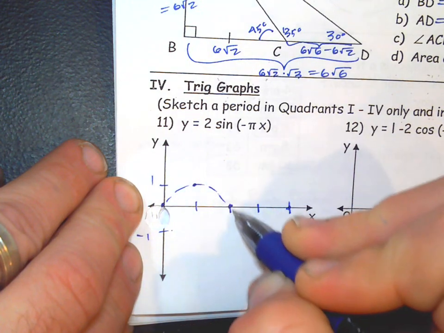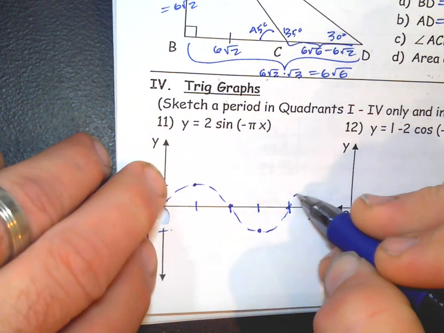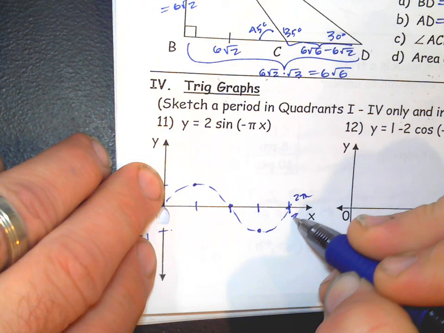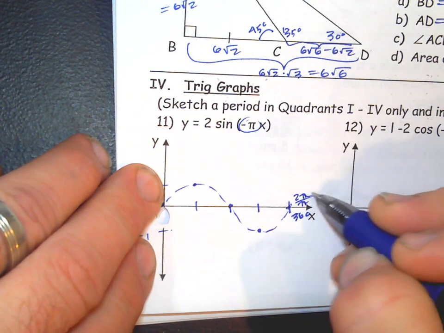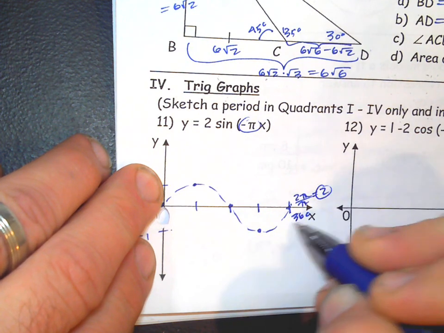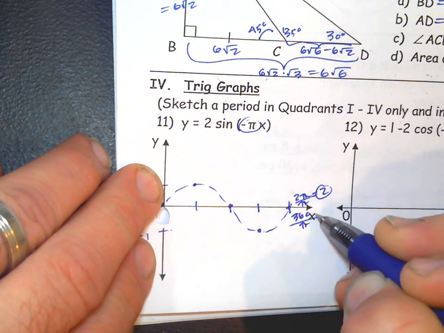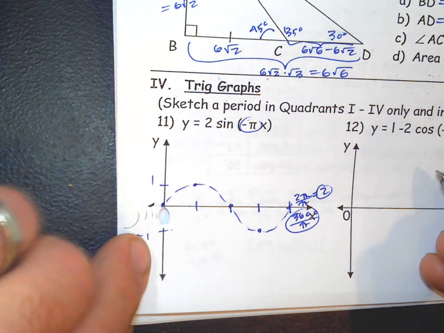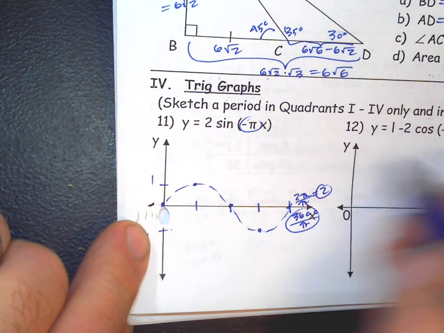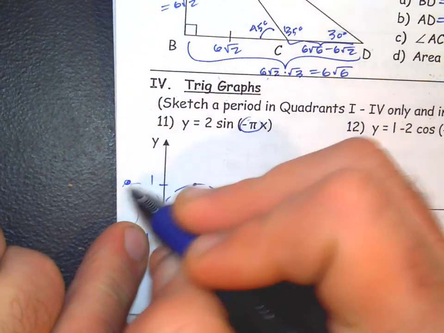Light dashed line. It is usually 2 pi, 360. But there's an extra pi on the inside, so that divides the period by pi. So the period is now 2 radians, or 360 degrees. The negative flips it backwards, flips it across the horizontal.